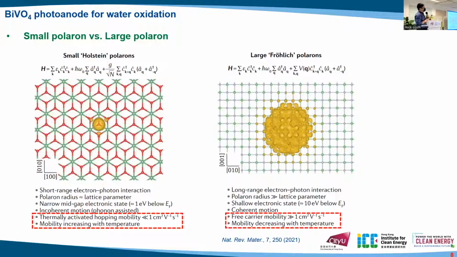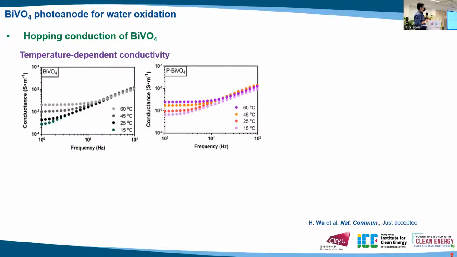Upon knowing the distinct properties between the small and large polaron, we first applied temperature-dependent conductance measurements on our samples. And we found that the BiVO4 photoanodes, with or without phosphorus doping, both show increased conductance with rising temperature. It indicates the hopping conduction mechanism of the sample.